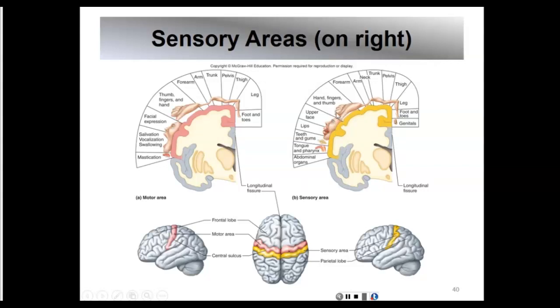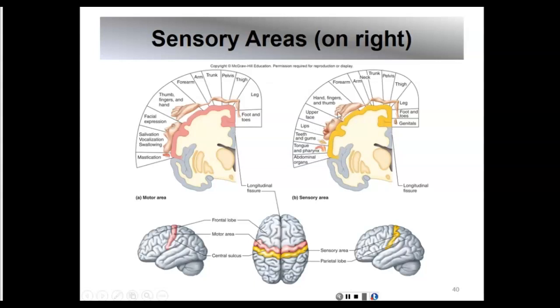You can feel more pinpoint specific sensation on your hand, in your fingertips, than you do in your pelvis. Same with your face. If something lightly touches your cheek, you know exactly where it's at. Something lightly touches your back, you can kind of get an idea where it is if you concentrate, but you can see there's way more input coming in from these areas. And then we have teeth, gums, tongue, pharynx, and abdominal.